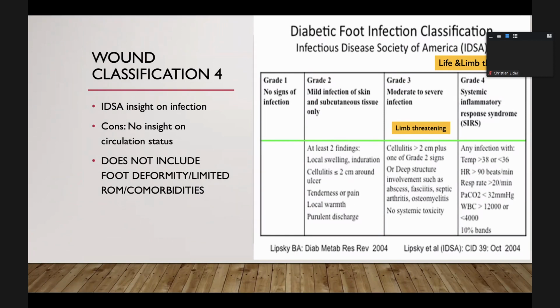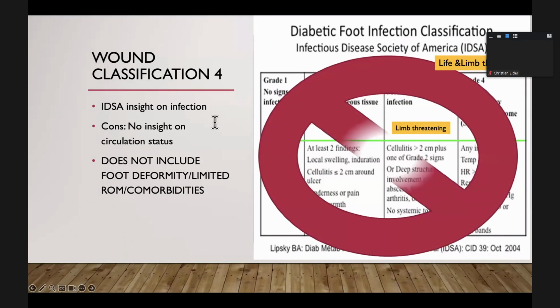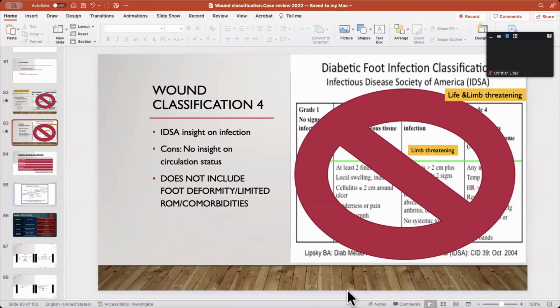So how many cardinal signs of inflammation do you need to consider something infected? 2. That's right, 2. Good. So anyway, I wanted to cover that real quick. So make sure you remember the IDSA, please. Okay. So usually 2 is considered your mild, 3 is considered your moderate, and 4 is really considered your severe, especially with the SIRS.